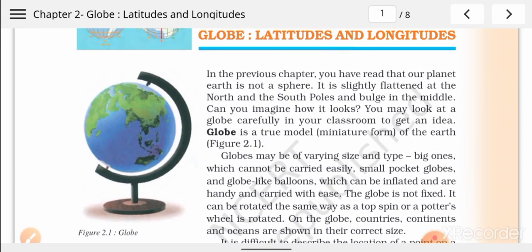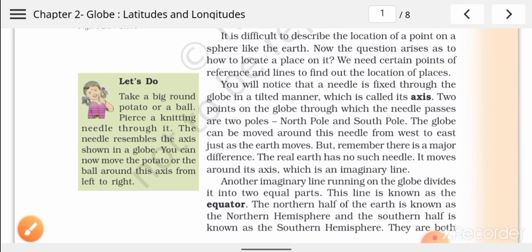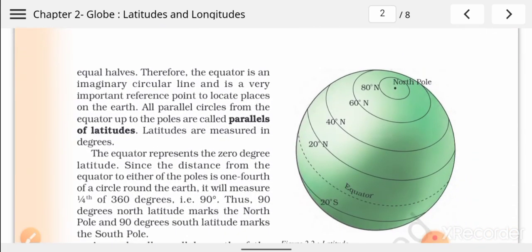The equator is drawn between the globe equally, and it divides the earth into two parts. The upper side is called the northern hemisphere and the lower side is called the southern hemisphere. The northern half of the earth is known as the northern hemisphere, and the southern half is known as the southern hemisphere. They are both equal halves. Therefore the equator is an imaginary circular line and is a very important reference point to locate places on the earth. All parallel circles from the equator up to the pole are called parallels of latitude.